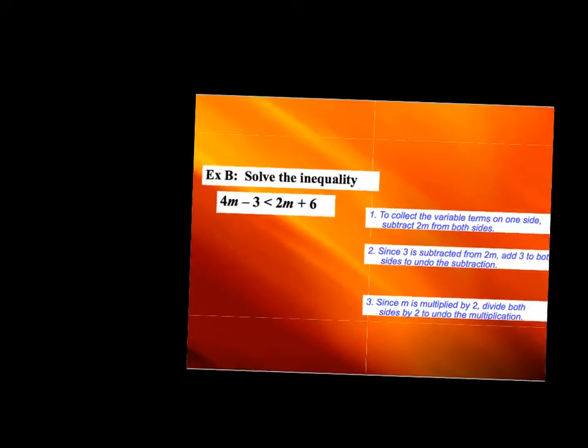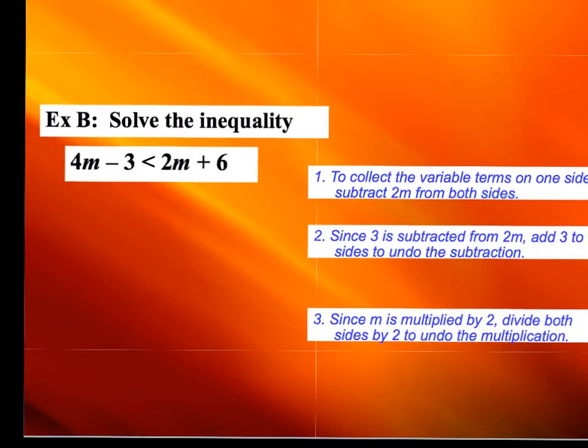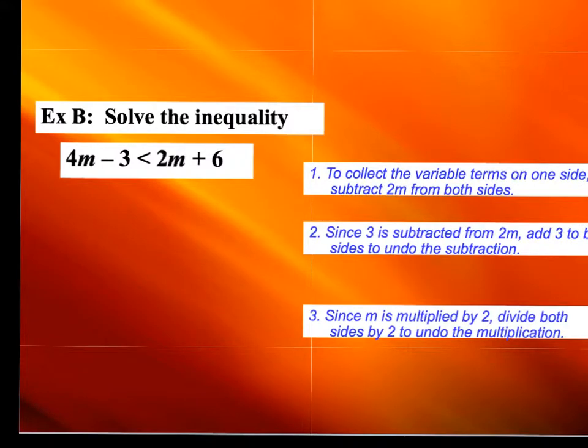Okay, here's our example B. We're also going to solve this inequality. Remember, the first step, always the most important thing when variables are on both sides, is to move the variables to the same side. So here we are going to actually subtract 2m instead of subtracting 4m because we want to keep it at a positive variable. So minus 2m to both sides. 4m minus 2m is 2m minus 3 is less than 6.